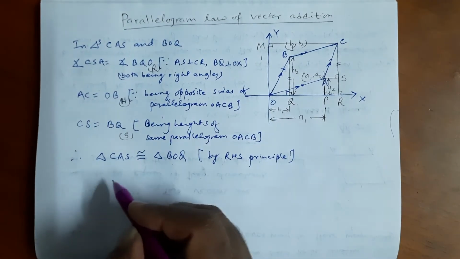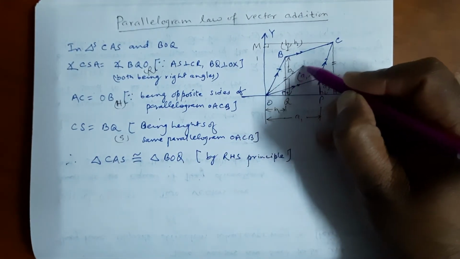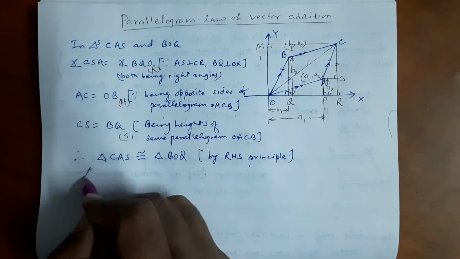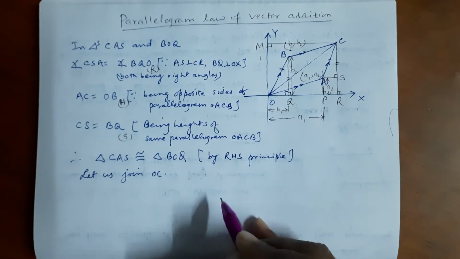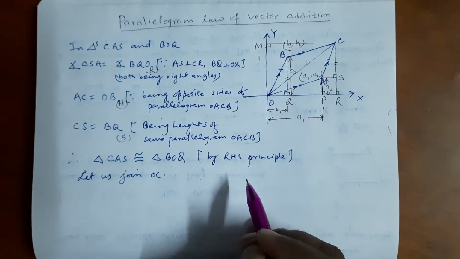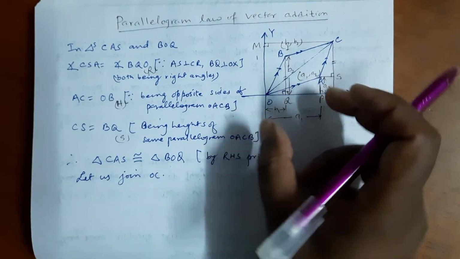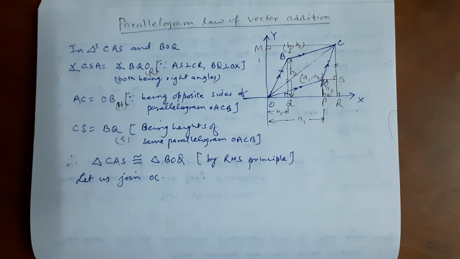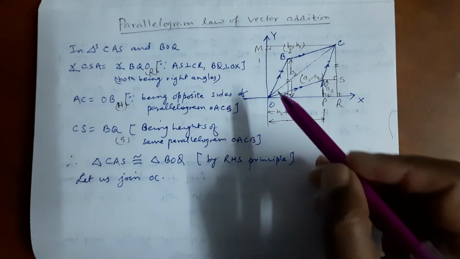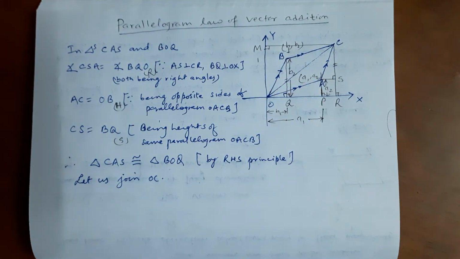Now let us join OC. Any vector is given by the projection of that vector on the x-axis and the projection of that vector on the y-axis. The projection of the vector on the x-axis gives the x component of that vector, and the projection on the y-axis gives the y component of the vector.